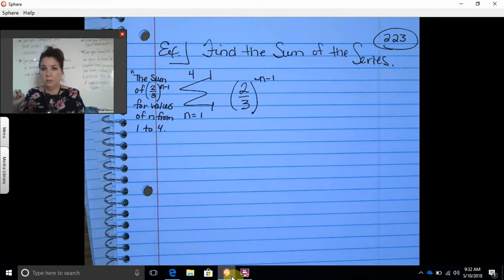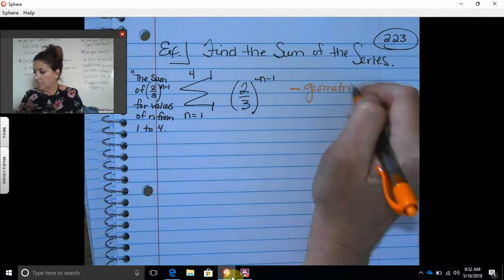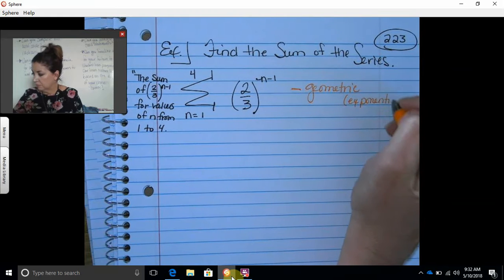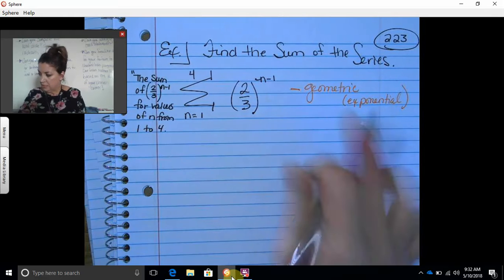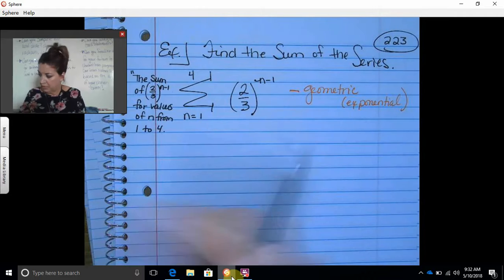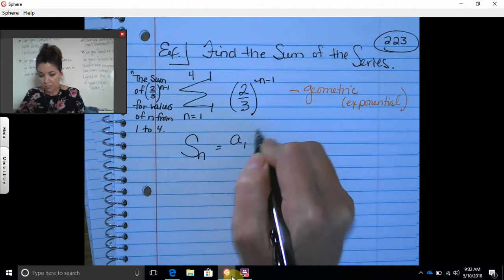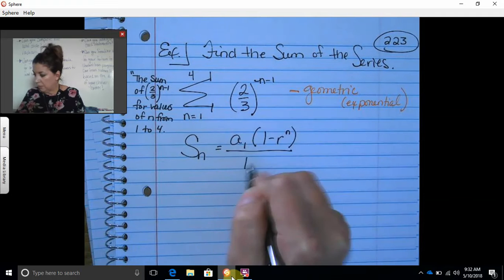Is this arithmetic or geometric? Geometric. Because that's definitely not linear, it is exponential. So when we find sum, we don't use the explicit formula. Explicit is when you're trying to find a particular term in a sequence. Sum of a series is when you're adding terms of a series. And if it's geometric, we use the formula S sub n equals a sub 1, open parentheses, 1 minus r raised to the n, divided by 1 minus r.